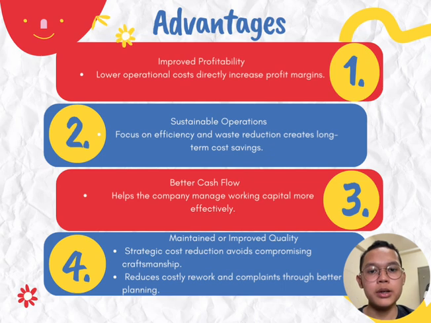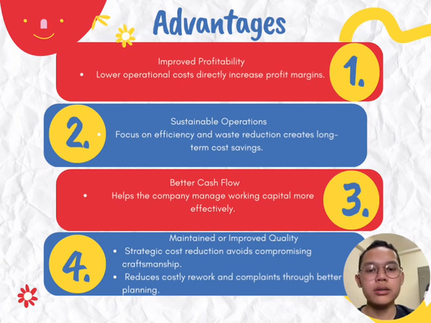Next is sustainable operation. We have to focus on efficiency and waste reduction to create long-term cost savings. By focusing on efficiency and waste reduction, we are not just saving the planet, we are saving our cash flow. When we reduce waste in our cutting process, we lower our cost of goods sold. When we use more durable, eco-friendly material, we reduce the cost of quality failure and returns. Sustainable operation turns waste into wealth.